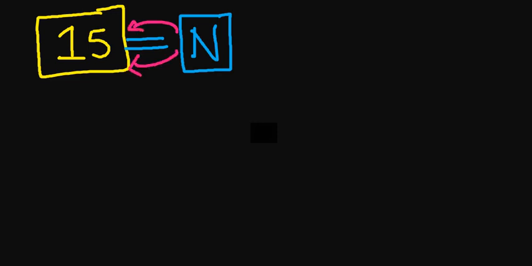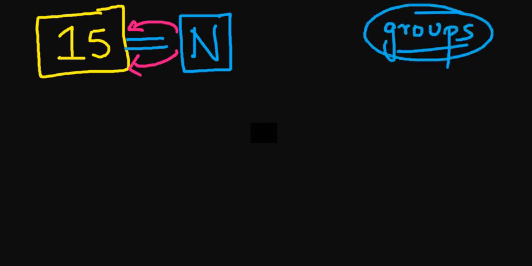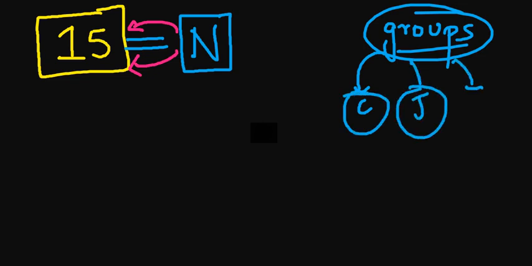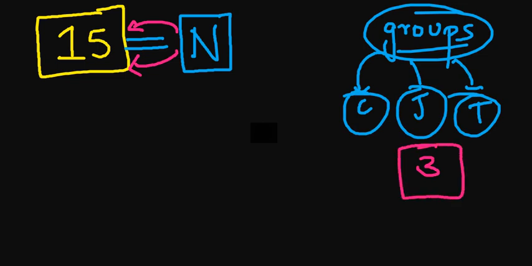After that, what are we given? How many groups? We are asking simple questions to you. How many groups are there? There is the coffee group, the juice group, and the tea group. So there are 3 groups. This is the value of K.